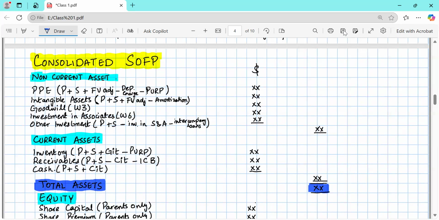Now, parent's investment plus subsidiary investment minus investment in subsidiary and associate. Like, if the parent company had made an investment in a subsidiary company, you need to remove that from the other investment part. Okay. And intercompany loans.